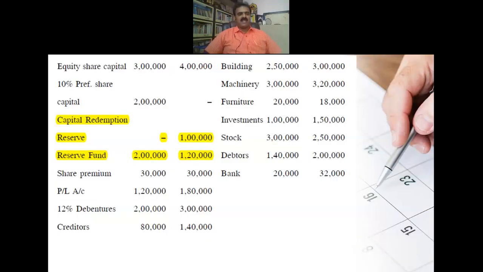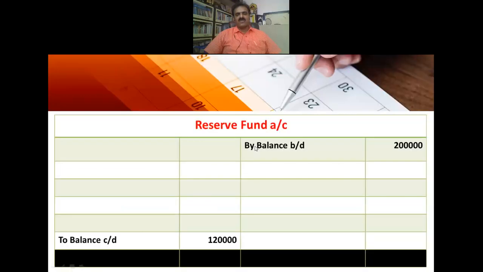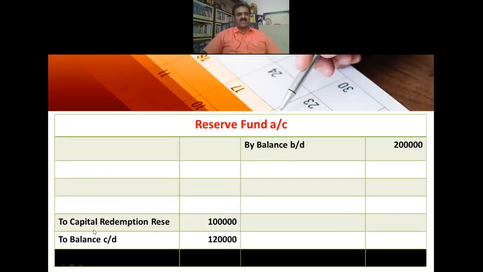This capital redemption fund also is to be transferred to the reserve fund because it is transferred from the profits. Therefore, this also will be taken in the reserve fund account where the opening value is nil, closing value capital redemption reserve is taken as 1 lakh rupees. Opening value is 0.